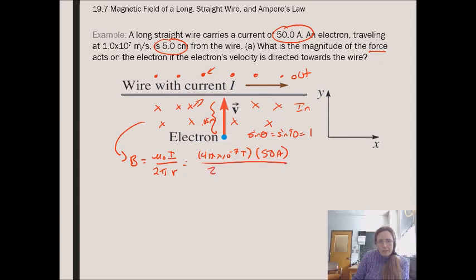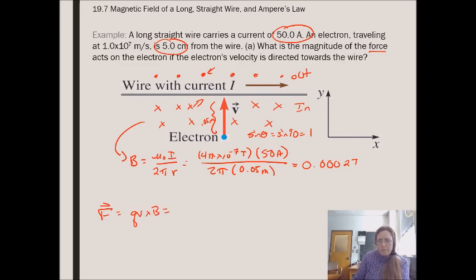The current is given right here at 50 amps. And then we divide by 2 pi times 0.05 meters, and that happens to be a tiny number, 0.0002 Tesla.